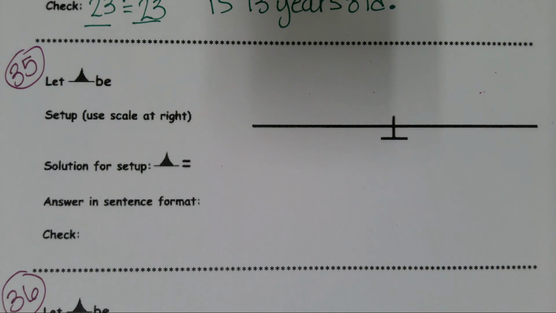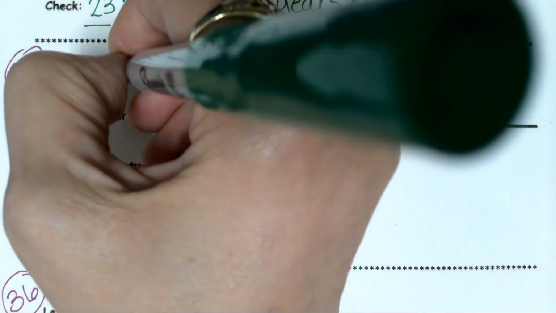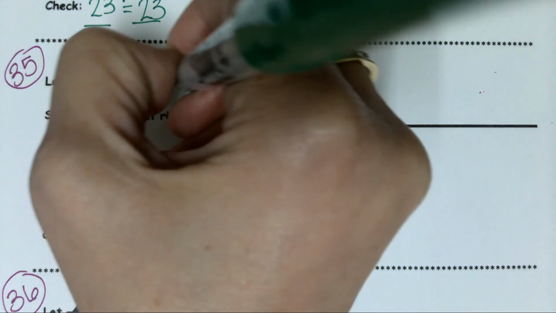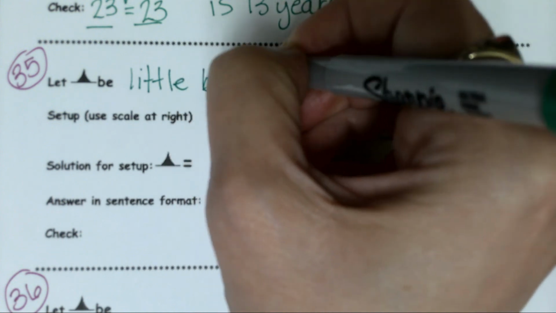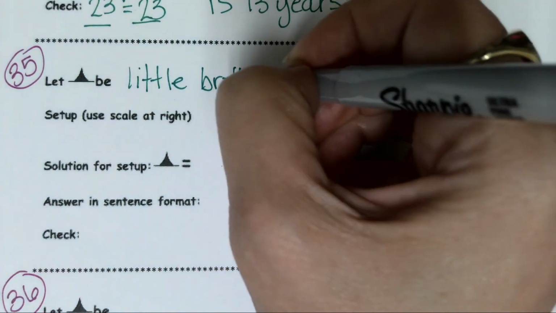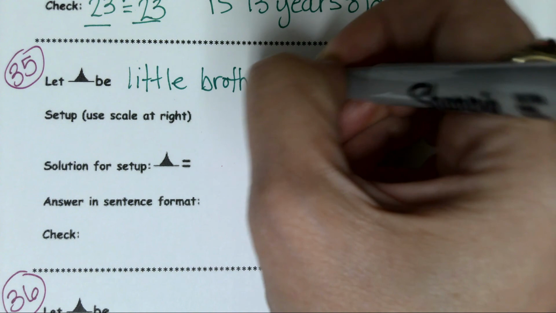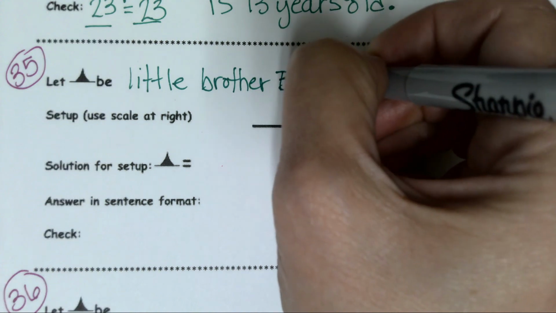John is 3 years older than twice his little brother. Whose age do we need to know in order to find the other age? Since it tells us that John is 3 years older than twice his little brother Bobby, we need to know little brother Bobby's age. So let pawn be little brother Bobby's age.